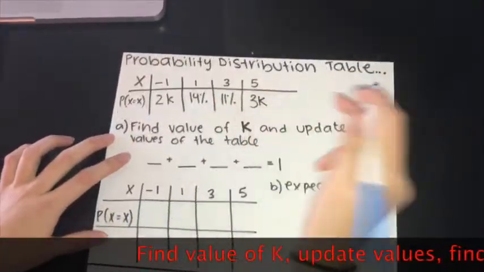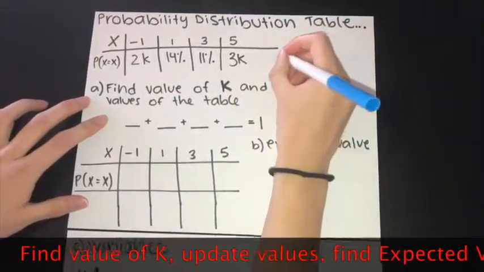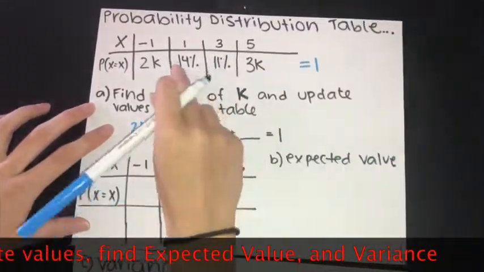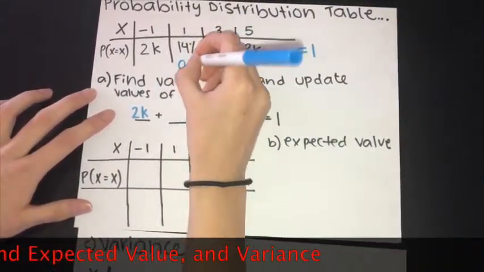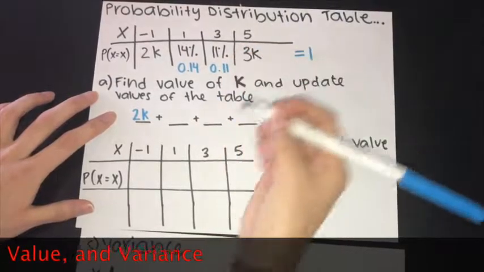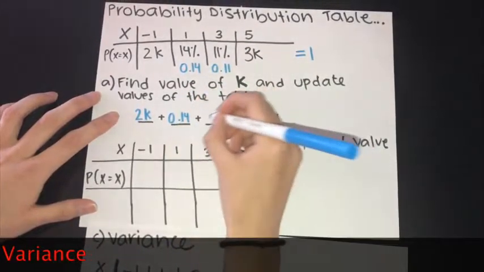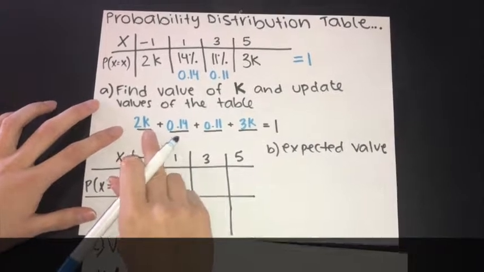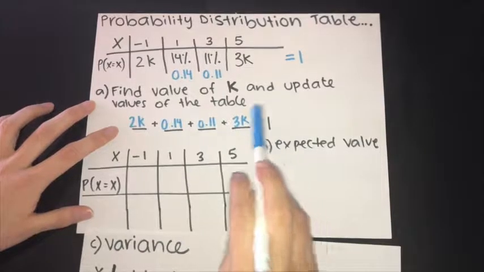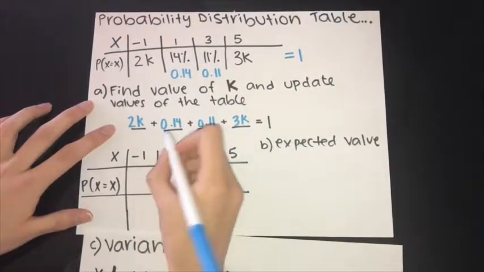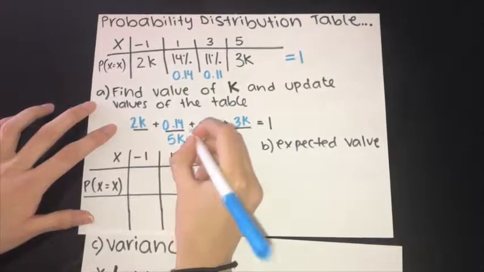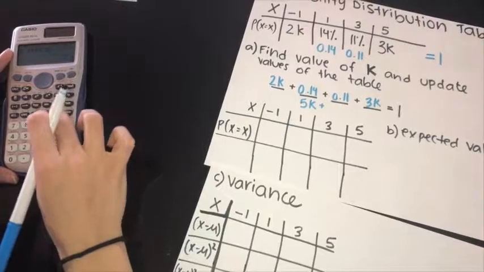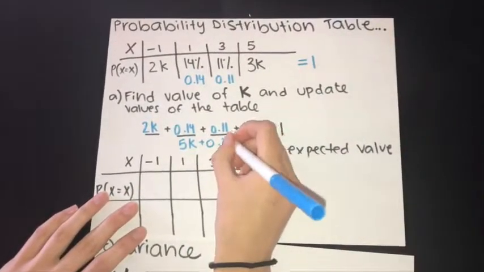We know that in a probability distribution table, the sum of all of these will be equal to 1. So we will say 2k, this will turn into a decimal, so this will be equal to 0.14, and this will be equal to 0.11. We need to leave the k alone to know what this stands for. So we will have 5k plus 0.14 plus 0.11, which is equal to 0.25, equals 1.